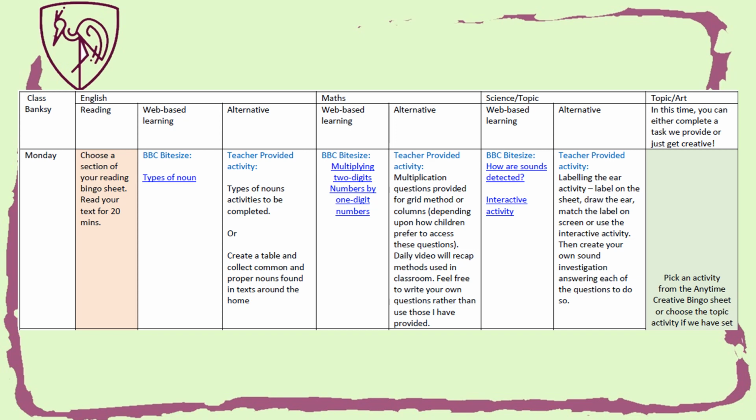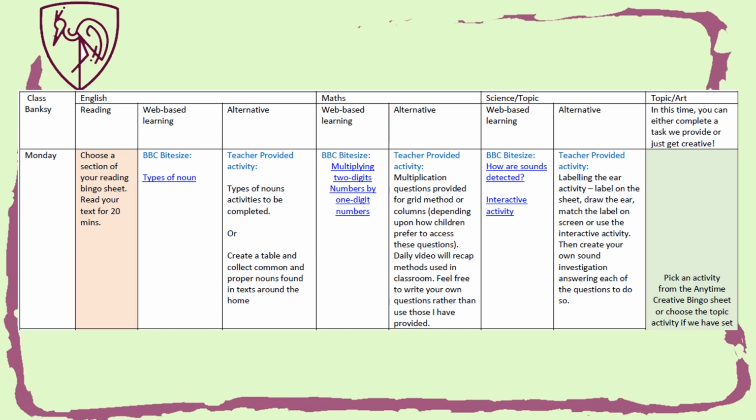After that we have some work on types of nouns, so we've got common nouns and proper nouns that we're looking at there. There is a little clip there for you to look at that really explains it well, and the different alternatives to how we might pursue that depending on the resources you have at home. With maths we're looking at multiplying 2-digit numbers by 1-digit numbers, and I'll go through the method for that later on in the video to help you out there.